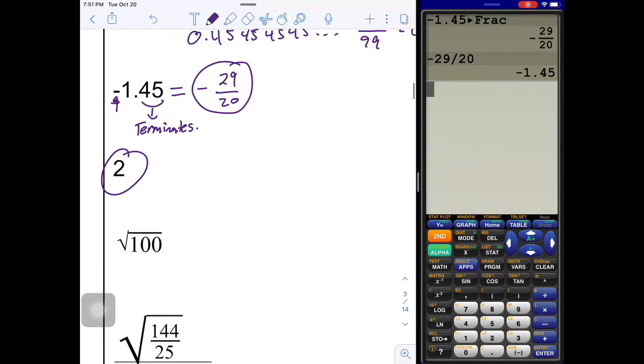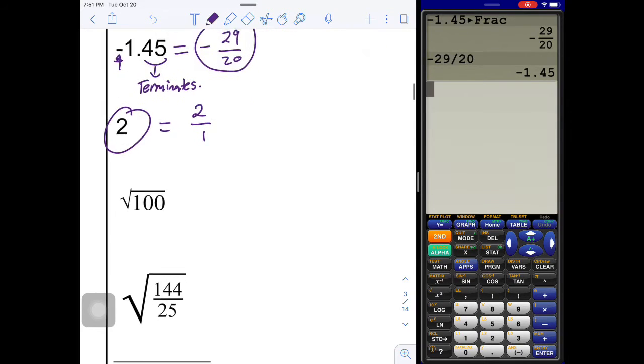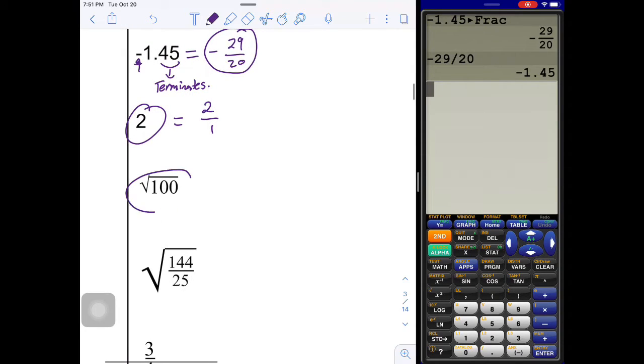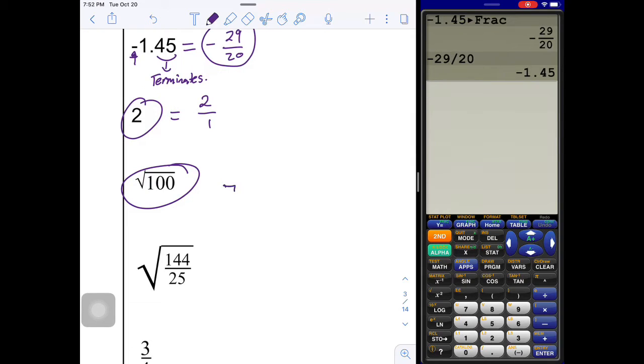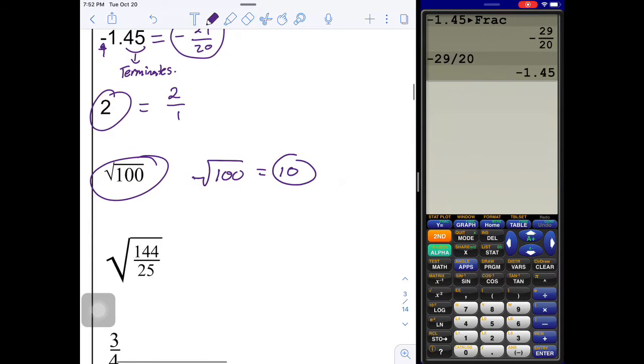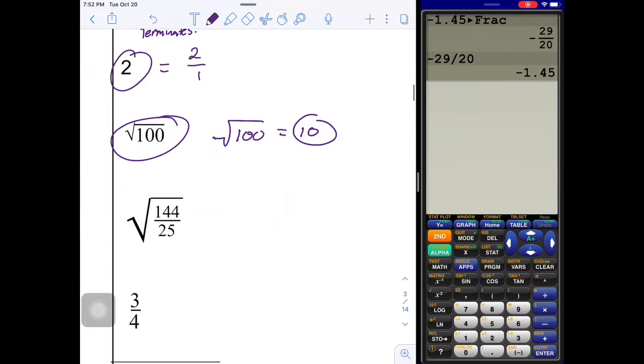2 is a pretty easy rational number, right? We could even technically represent 2 as 2/1, if you really wanted to show that it could be a fraction. Root of 100, well, that's a perfect root. Root of 100 equals 10. So that's a perfect square, and my answer is 10.